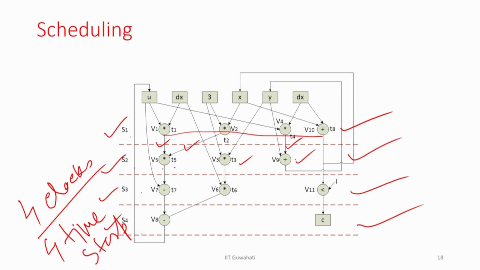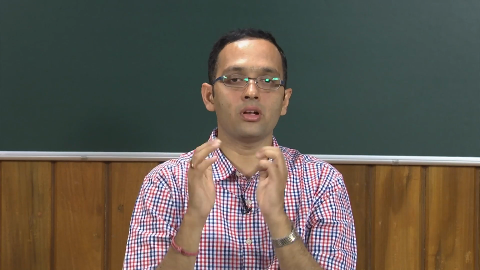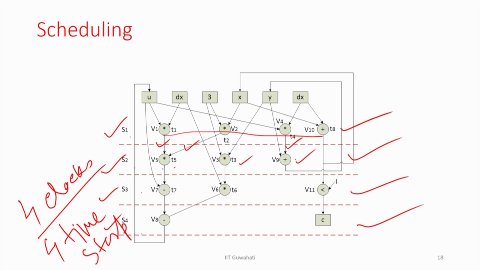So, this is what is called scheduling, and this is our immediate next step, because once we have a behavior, it is untimed, there is no time assigned, there is no information on how many clock cycles you require to execute that. We have to decide first how many clock cycles I am going to use to execute that particular set of operations. That is what is called scheduling, right.